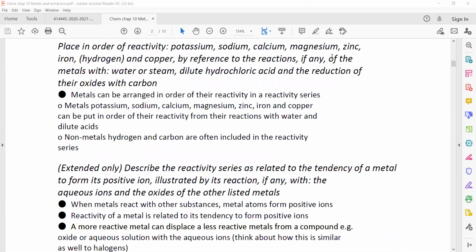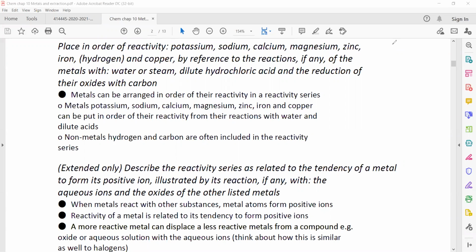So in the same way as it is shown in the figure, you will draw. Then place in order of reactivity potassium, sodium, calcium, magnesium, zinc. So metals can be arranged in order of the reactivity series. We have potassium, sodium, calcium, zinc, iron, copper, as we discussed in the reactivity series. And non-metals hydrogen and carbon are often included in the reactivity series.